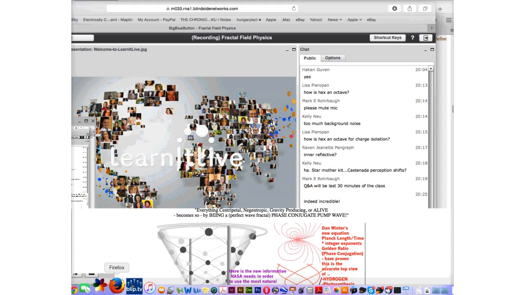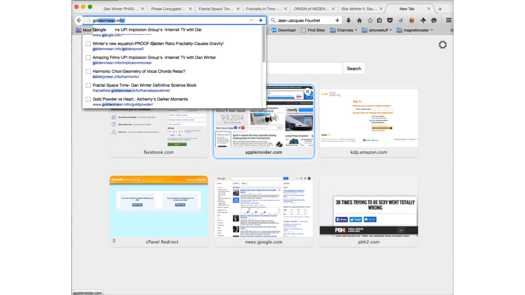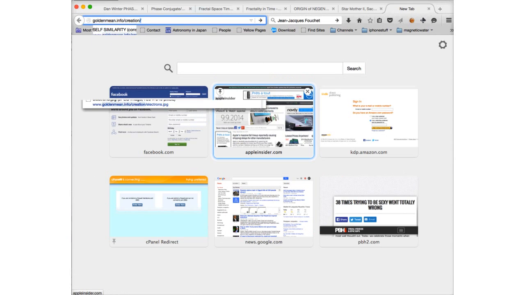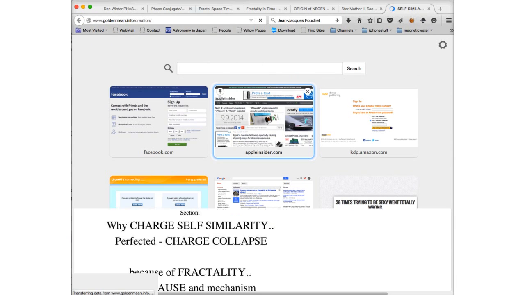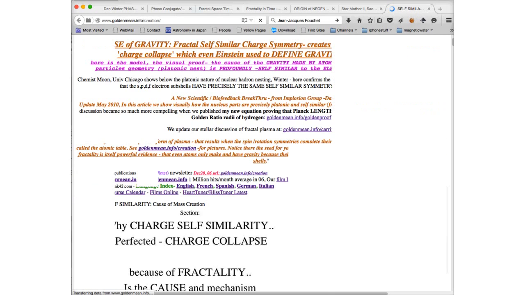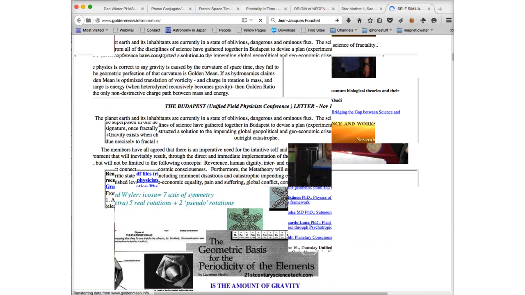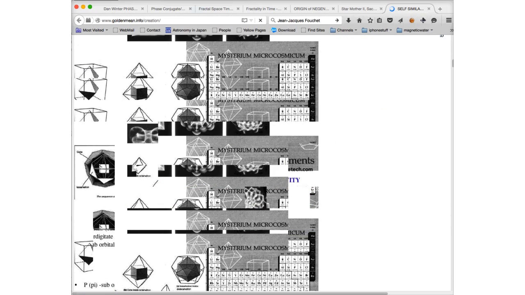And we should actually play the little visual of how we apply that to a better understanding of the chemistry of the atomic table. So this is just a way to say, hey, what we've just talked about is useful in your first year chemistry class because, I'm now referring to the article goldenmean.info/creation. And here we take the well-known work in theosophy, and the original book was called Occult Chemistry by Leadbeater and Besant.